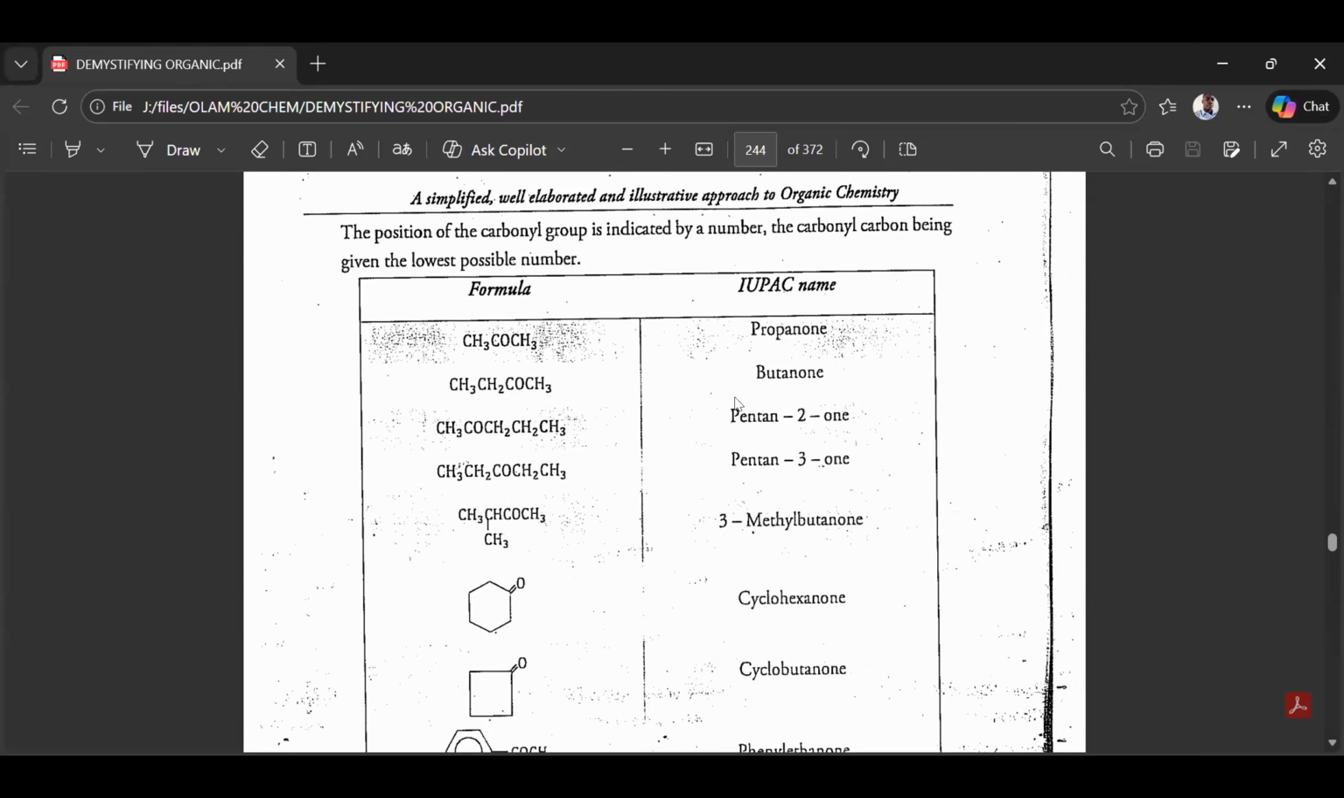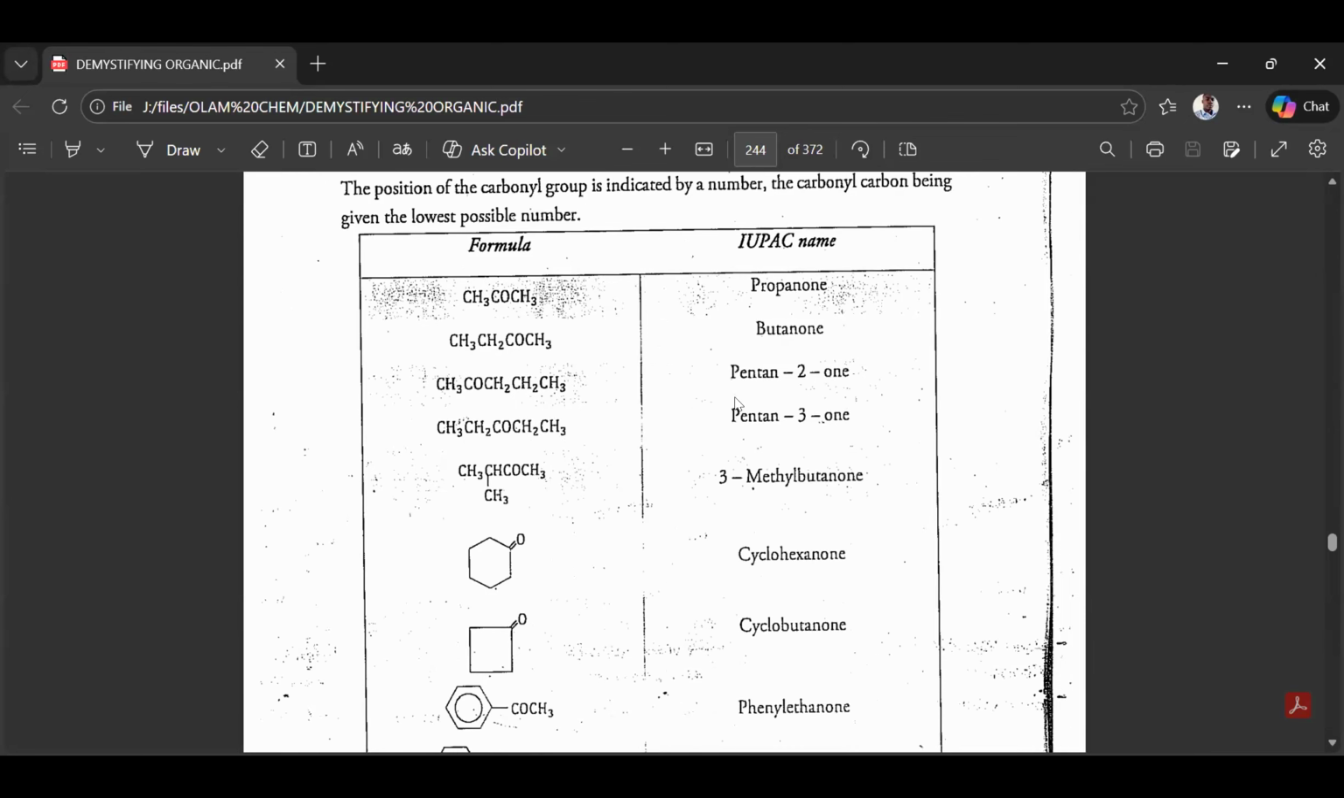Now let's go to the nomenclature of ketones, unless there is a question there. Okay, so let's go to nomenclature of ketones. For the nomenclature of ketones, we have the first ketone, which is propanone.